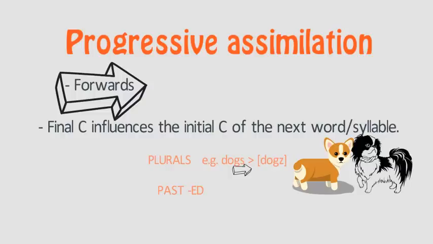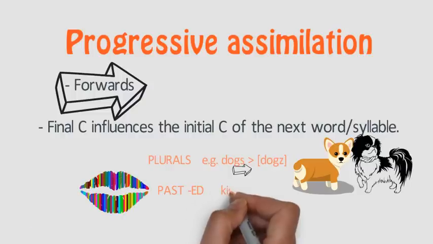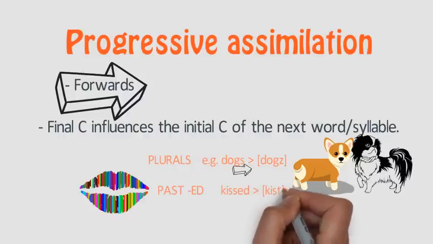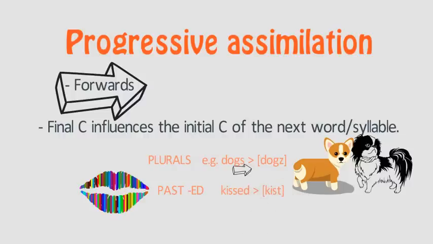Or take the case of "kissed". The ed ending would be pronounced like a d sound, which is a voiced sound as well. However, as the final sound of the verb "kiss" is an s, and voiceless, this means our vocal cords don't vibrate, so the regular past ending doesn't vibrate anymore. So we have "kissed". Kissed.